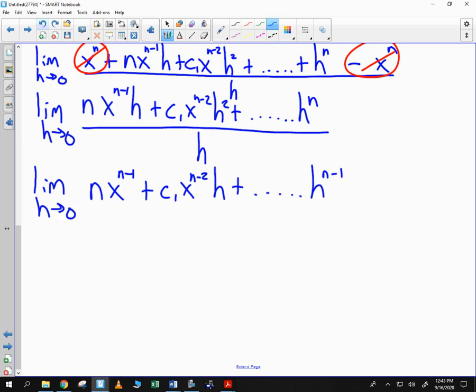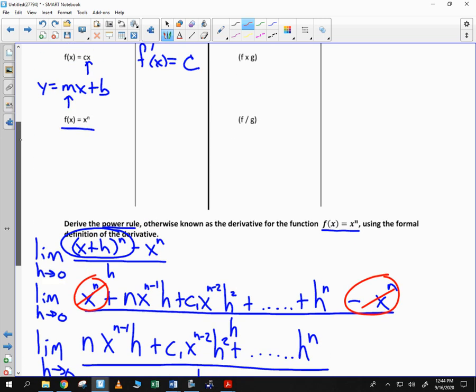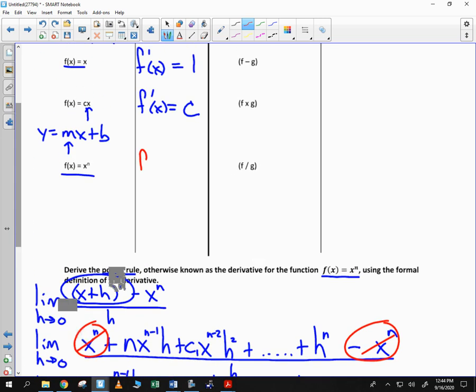The last one will have an h to the n minus 1 power, but they're all going to have an h. So notice, if you finish this off by letting h go to 0, we plug it in there and there. These all go away. Everything that has an h goes away, and you're left with the derivative equal to n times x to the n minus 1. That is your power rule. F prime of x is n times x to the n minus 1.